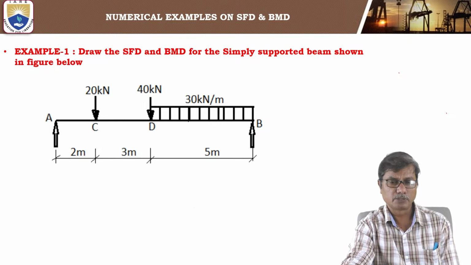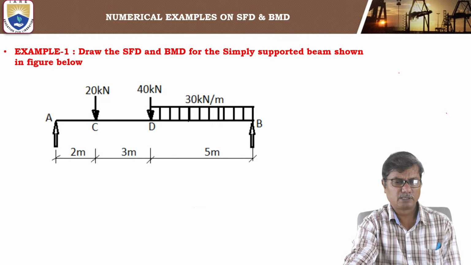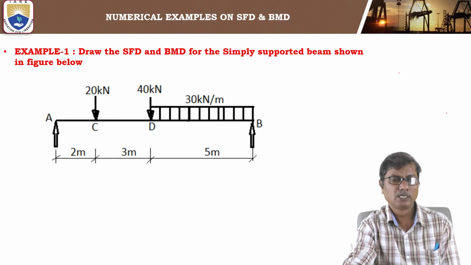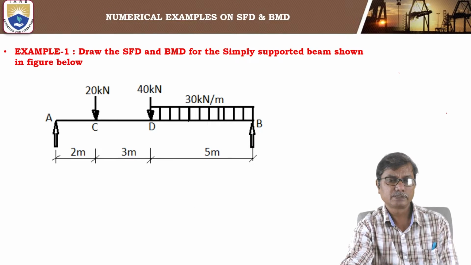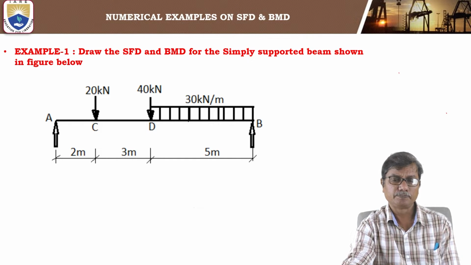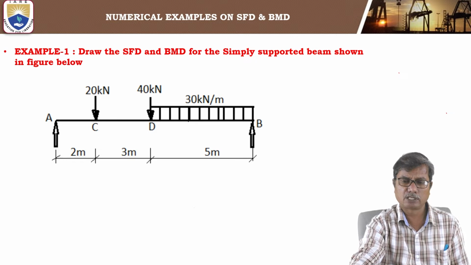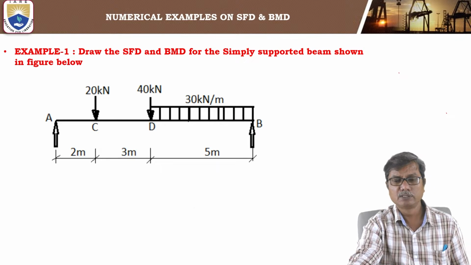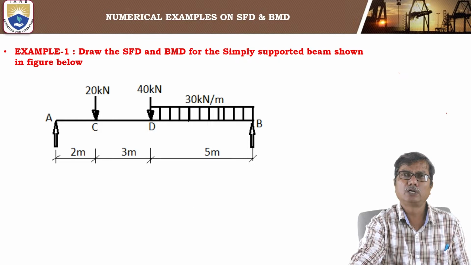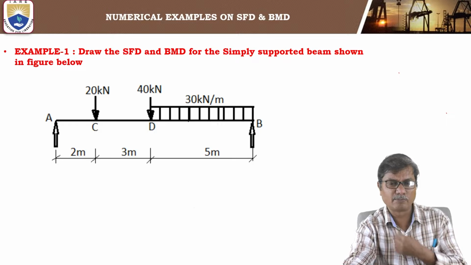Let us consider the beam shown in the figure. The beam AB is of span 10 meters and acted upon by two point loads: one 20 kilonewtons acting at C, and the second 40 kilonewtons acting at D, and a UDL of 30 kilonewton per meter acting over BD, the right half of the span. Understand? So for this load condition, how to draw the shear force and bending moment diagrams?